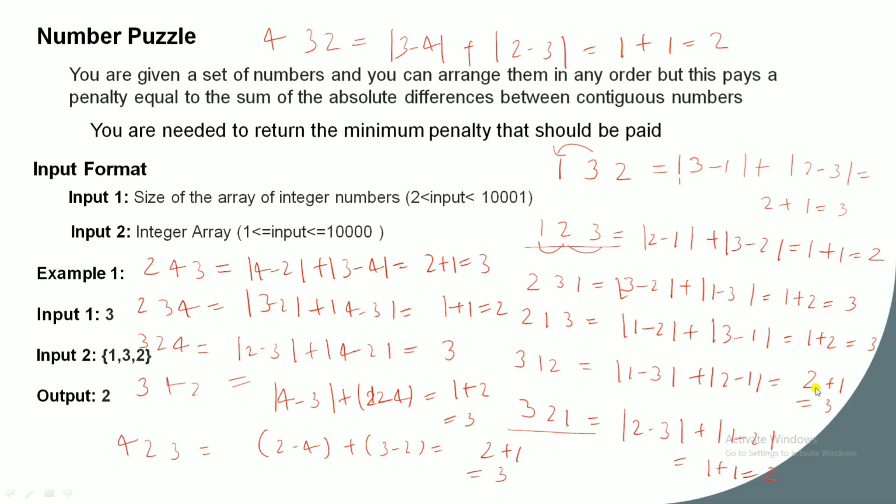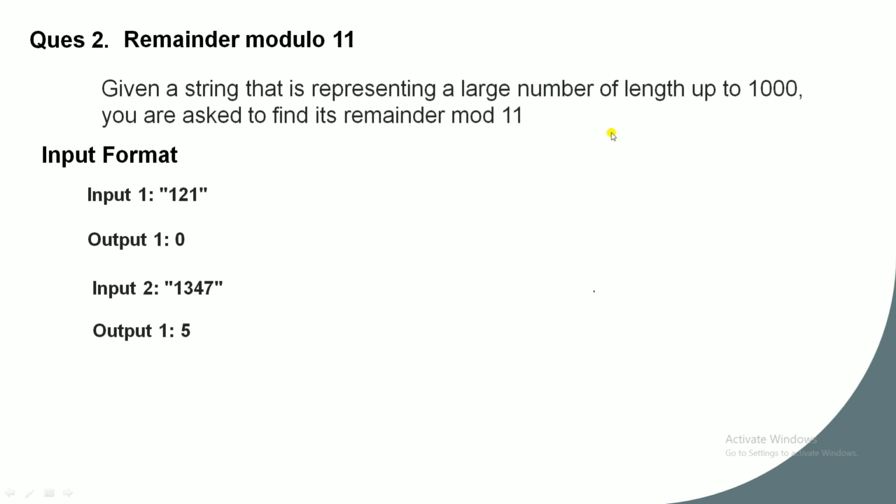Okay, so the second question is remainder modulo 11. Here, given a string representing a large number of length up to 1000, you are asked to find its remainder modulo 11. For example, 121: when we divide 121 by 11, the remainder is 0, right? And when we divide 1347 by 11, the remainder will be 5. So we just have to find the remainder when we divide our number by 11. This is going to be our output.